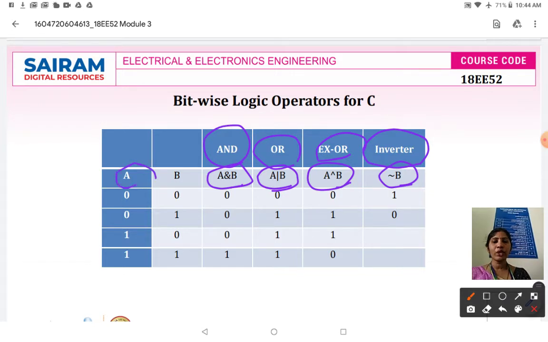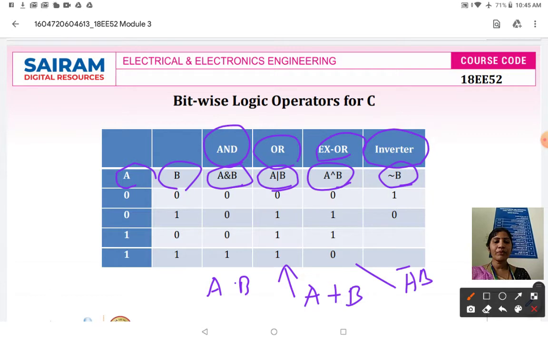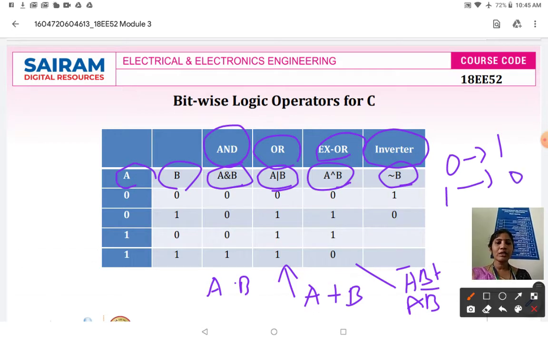When you have two inputs, AND operation stands with A dot B. OR operation means A plus B. When A and B are your two inputs, XOR operation is A bar B plus A B bar. Next, inverter. Inverter operation means if you give 0, it will be 1. If you give 1 at the input, it will be 0. Likewise, we are going to do it bitwise, bit by bit.